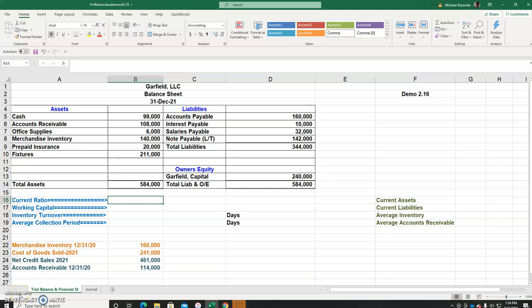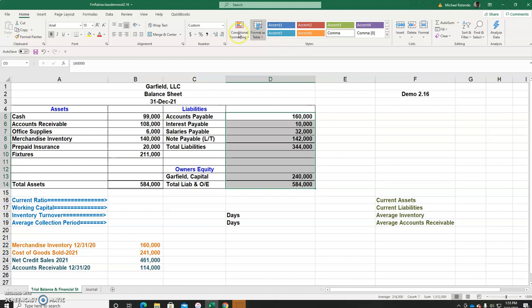So in order for us to calculate these ratios, we need some information. One of the things we need is a balance sheet. This is the account form balance sheet. I know the one we did before was a report form where everything was in a column. The account form balance sheet will show the assets on the left and the liabilities and equity on the right. So it kind of reflects the accounting equation in that way.